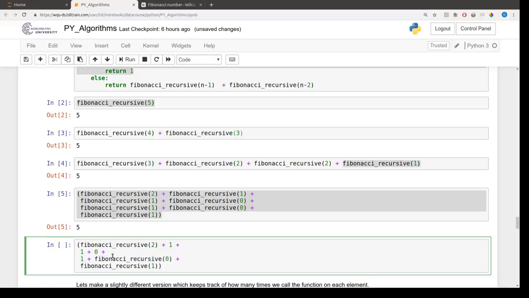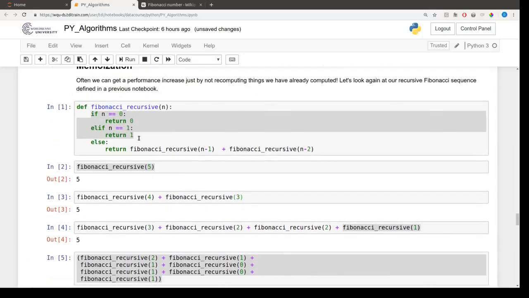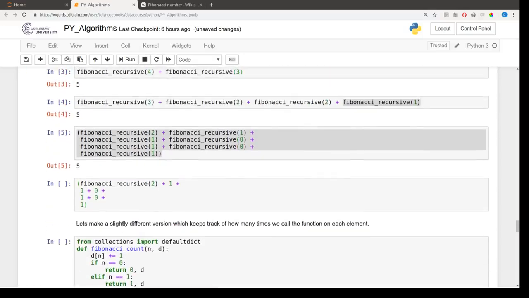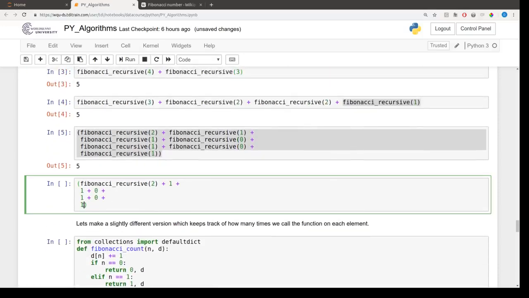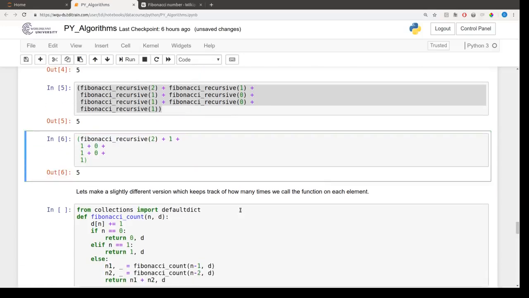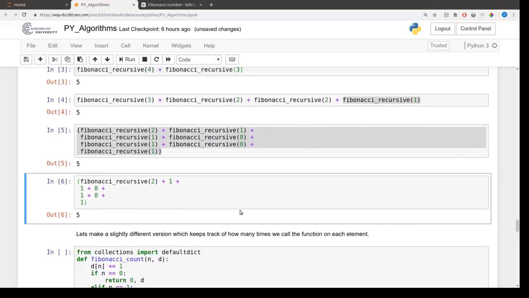We don't know what Fibonacci 2 returns, because we would need to trace through the call stack until we eventually hit a 1 or a 0, at which point we would march back up the stack. So now we have essentially 1 plus 1 plus 1 plus 1 plus whatever this resolves to eventually.